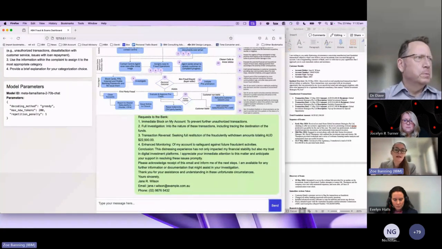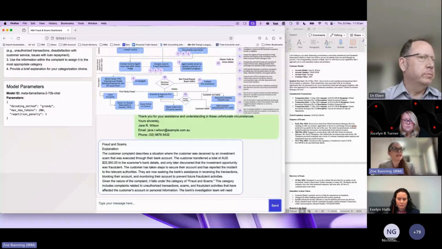And categorizing the complaint can really help to swiftly direct the complaint to the right team, as well as the right department to investigate. So what we've seen here is it's categorized the complaint as a fraud and scam, and it's also generated a short explanation.